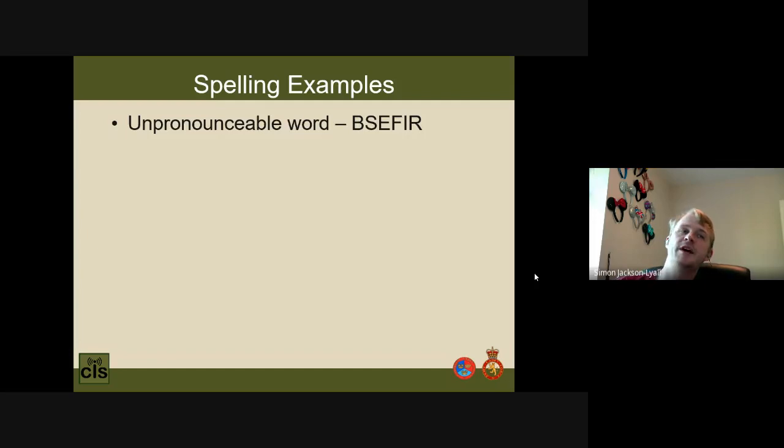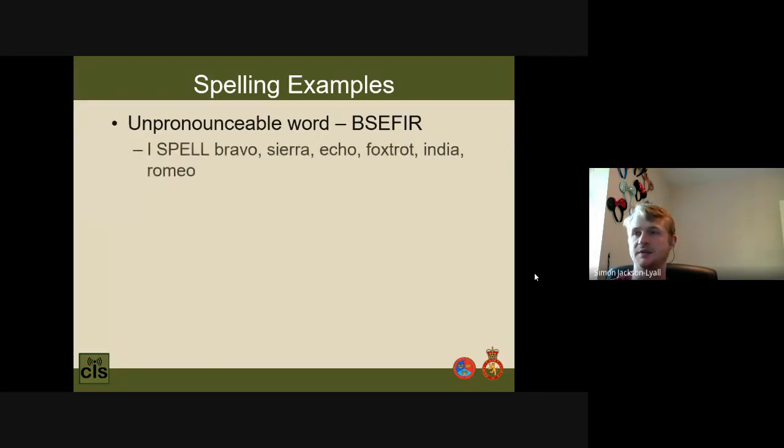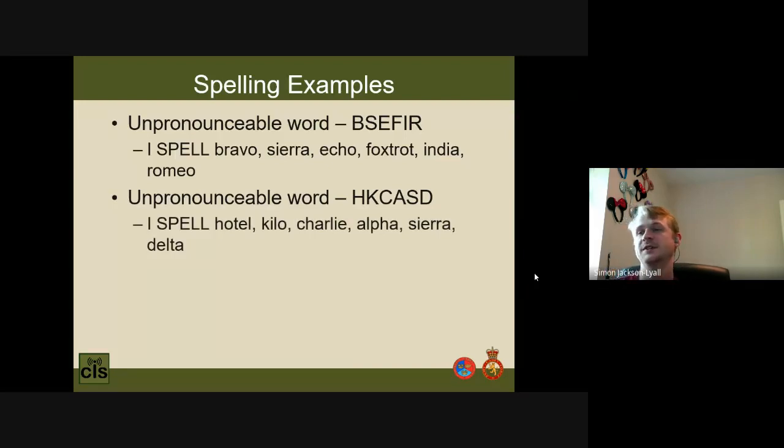If we've got an unpronounceable word, then obviously we can't say the word before and after. So we just say I spell, and then we spell it. So in this example, we've got an unpronounceable word. Maybe it's some sort of an acronym or something complicated that you want to get over. There would be I spell Bravo, Sierra, Echo, Foxtrot, India, Romeo. So you just start with I spell and you spell it straight off. There's another one, I spell Hotel, Kilo, Charlie, Alpha, Sierra, Delta.